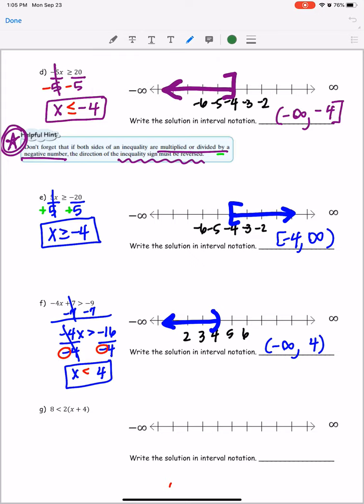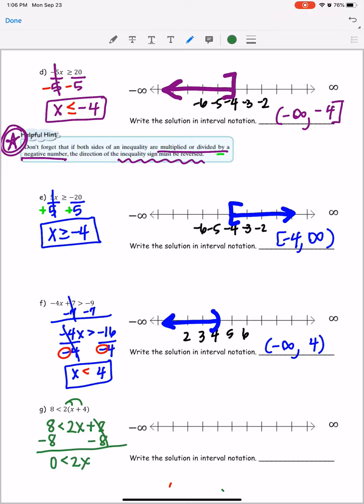Okay, and our last example on this page, first we need to distribute. We haven't distributed in a little while. So I've got 8 is less than 2 times x is 2x, 2 times 4 is 8, sorry. Get x by itself. Subtract your 8 over. Opposite of adding 8 is to subtract it. Cancels on one side. It sort of cancels on the other side, but we need a number there. So we'll have 0. So 0 is less than 2x.